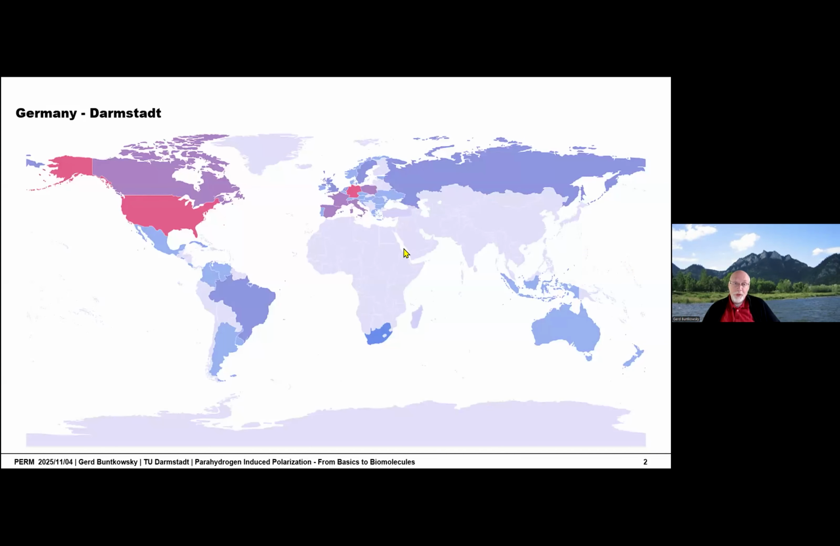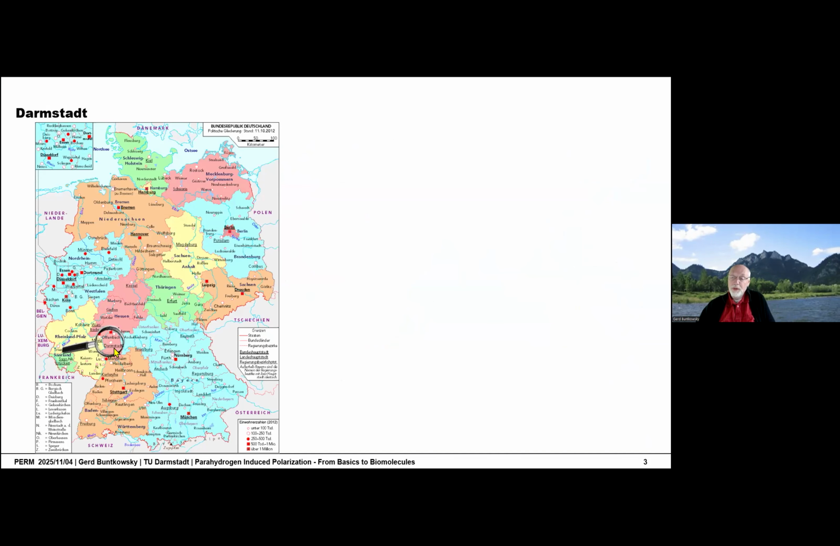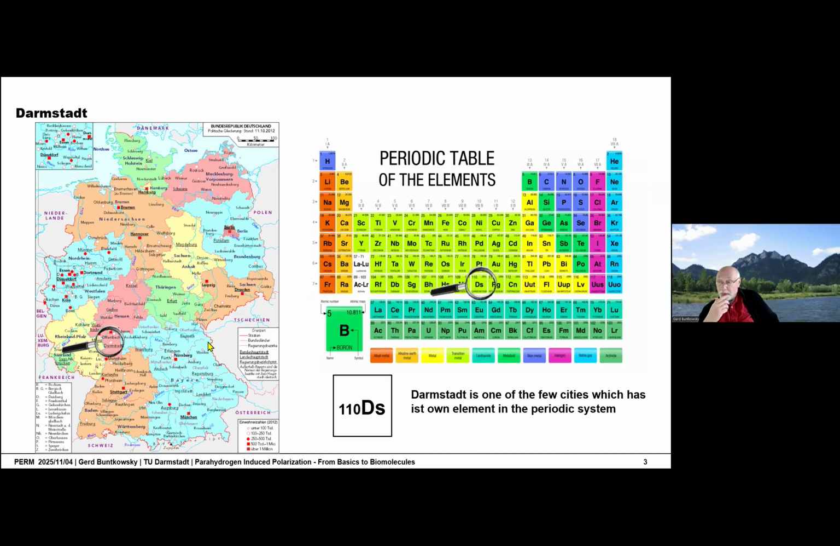For those who are not so familiar with the geography, we are in Darmstadt here, which is in Germany. Actually, we are pretty close to the Frankfurt airport. And one of the special things with Darmstadt is that it's one of the cities which has its own element in the periodic table: element 110, Darmstadtium.